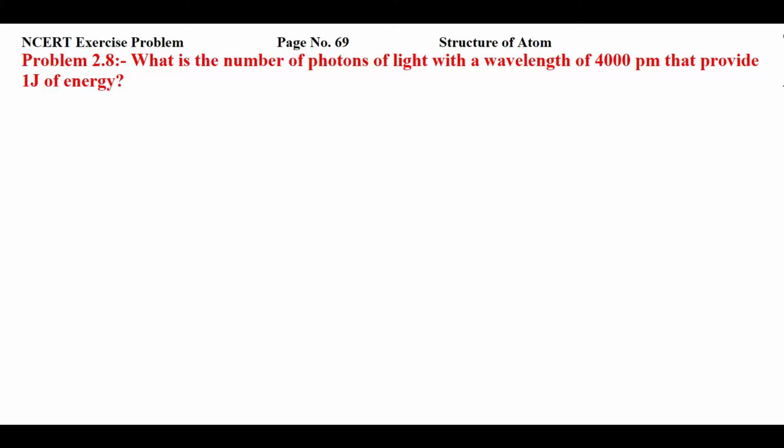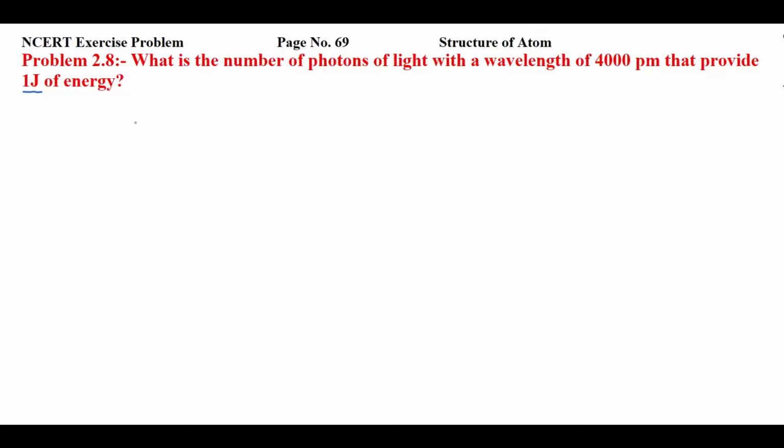Students, this is NCERT exercise problem 2.8 from page number 69 of Structure of Atom, right? So let's read the statement. What is the number of photons of light with a wavelength of 4000 picometer that provide 1 joule of energy? In this question you have to tell the number of photons of light with wavelength 4000 picometer that will provide 1 joule of energy.